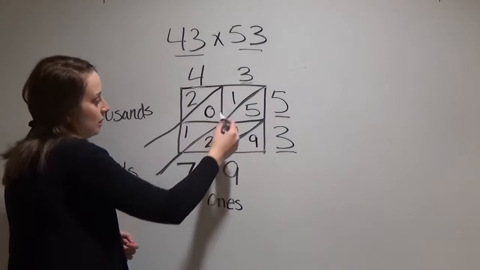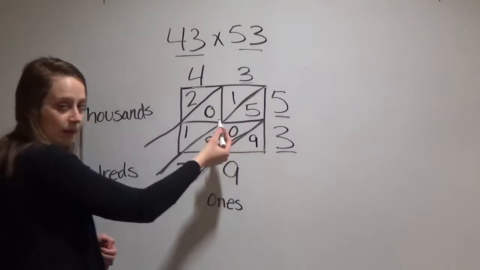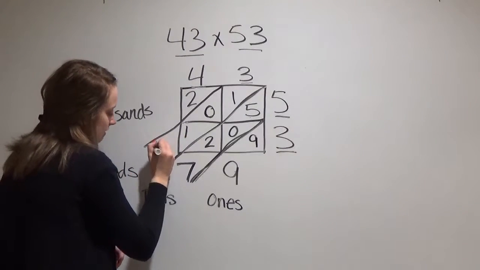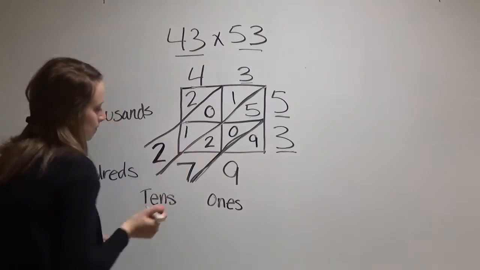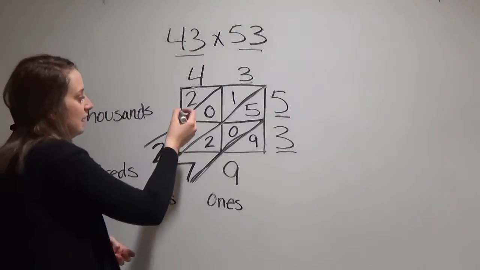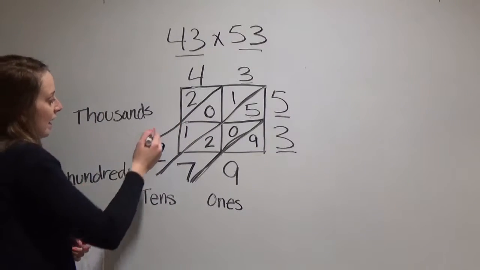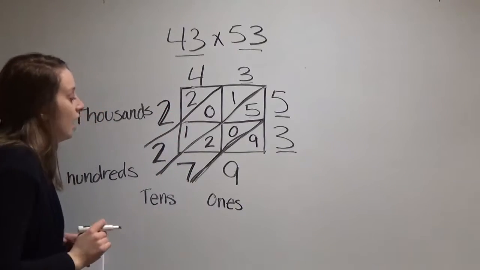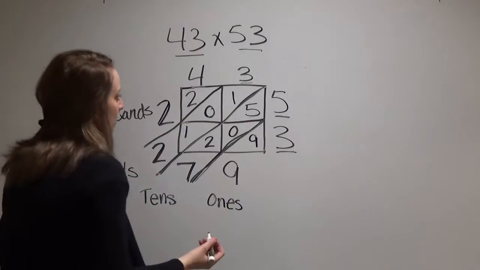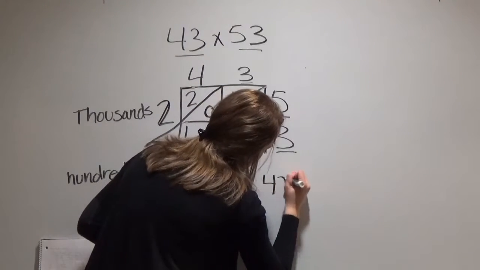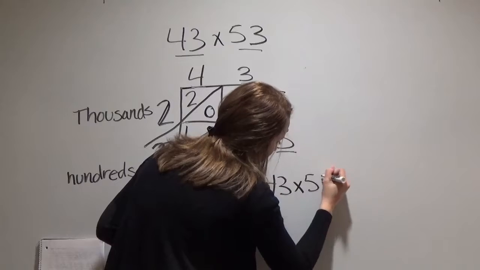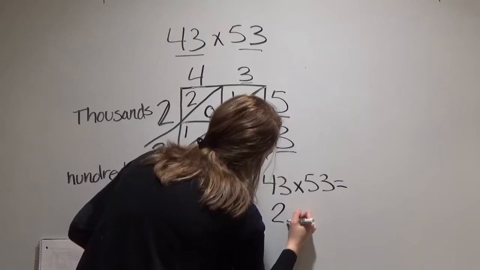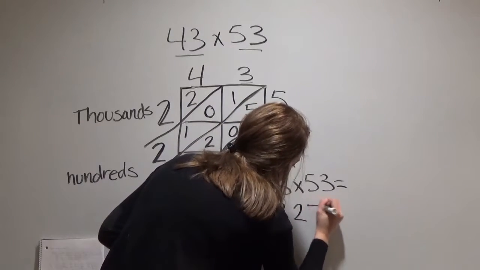Then in our hundreds place, we have 1 plus 0, which is 1, and plus another 0, which is 2. So our 2 goes in our hundreds place. In our thousands place, we again only have one number. So we put a 2 in our thousands place. This is our answer. So 43 times 53 equals 2,279.